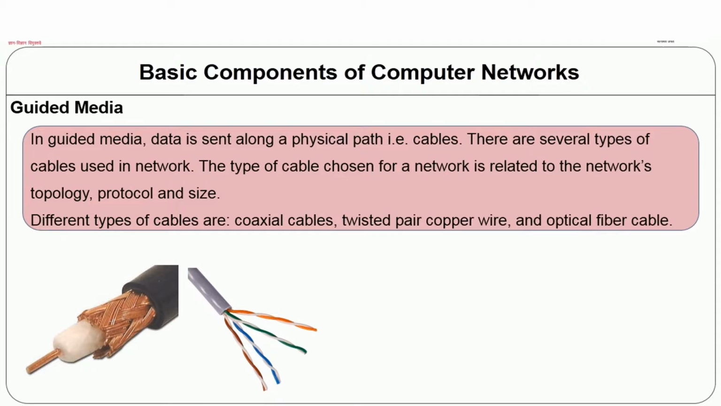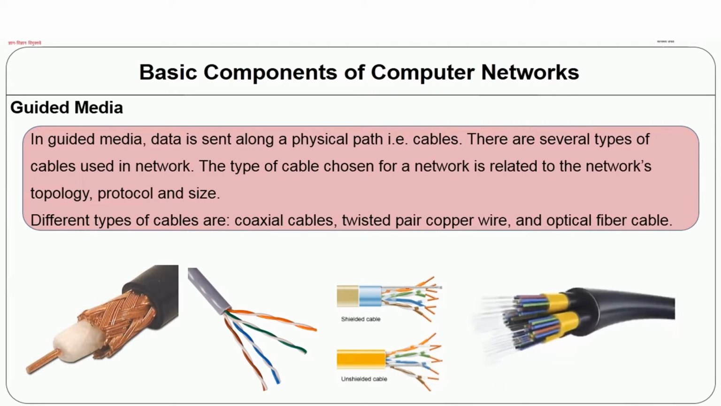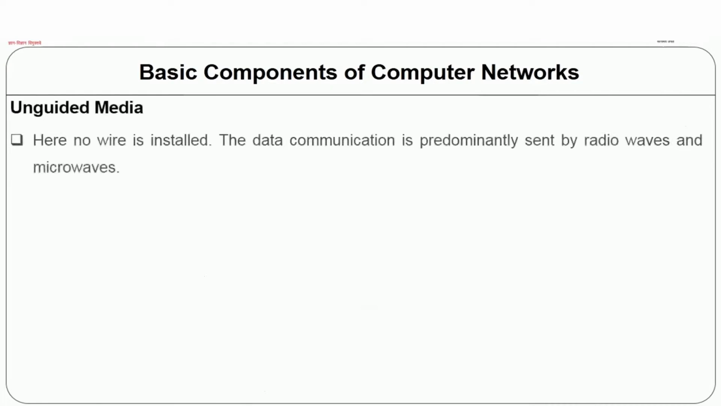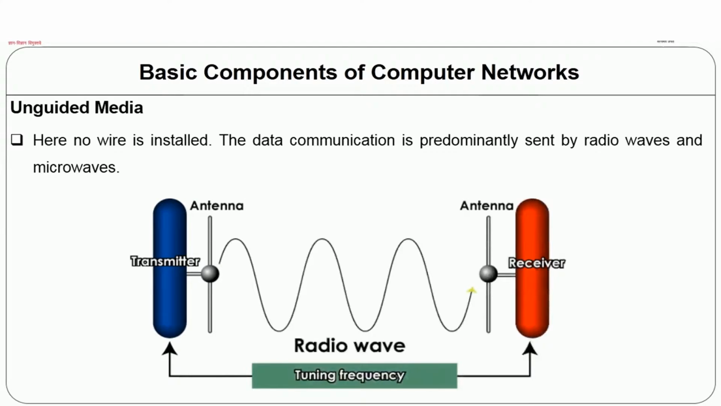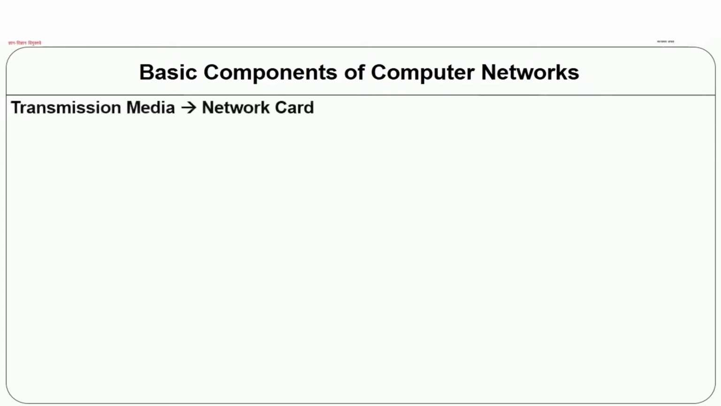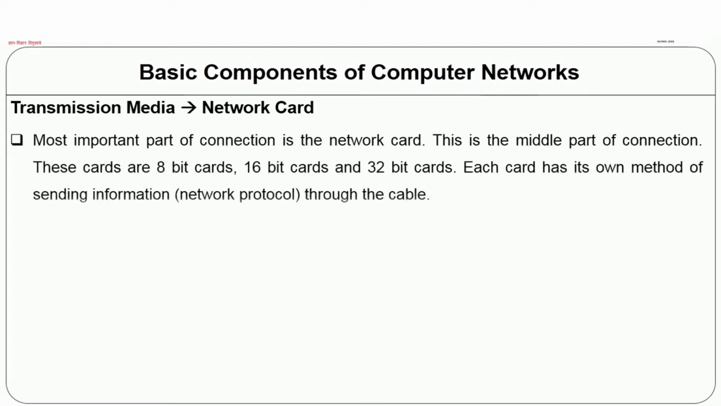Twisted pair cables come in two varieties, shielded and unshielded, and then optic fiber cable. The unguided media: data communication is predominantly sent by radio waves and microwaves. Transmission media, again, network card.